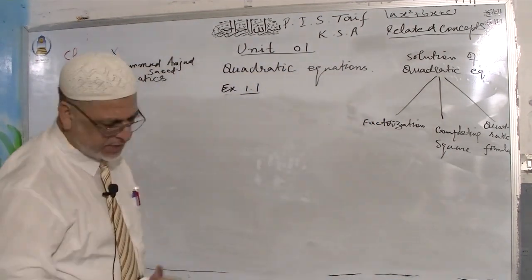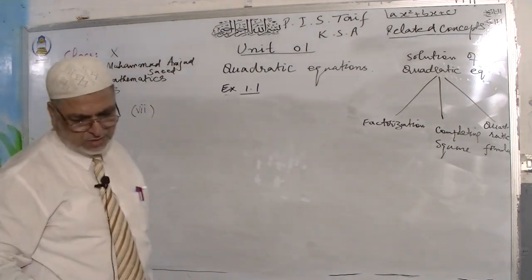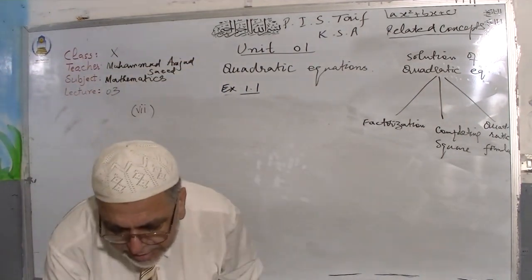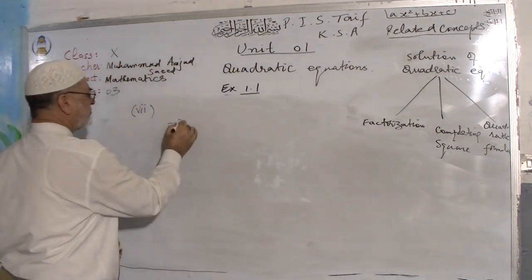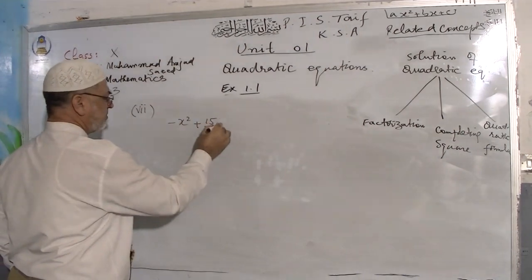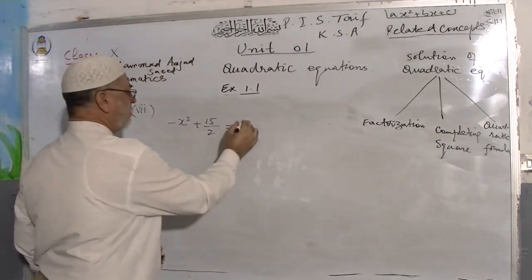Part number 7 is the same technique, same method. Solve by completing square. Minus x square plus 15 over 2 is equal to 7 over 2x.